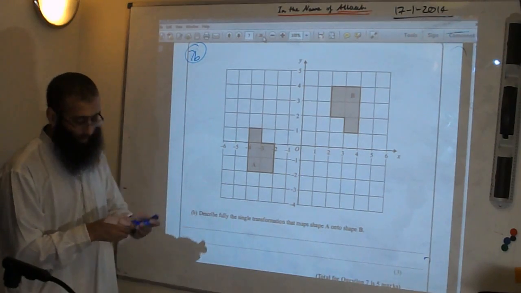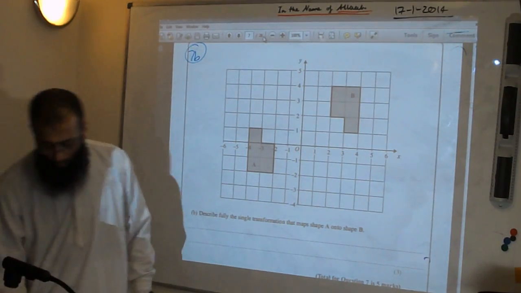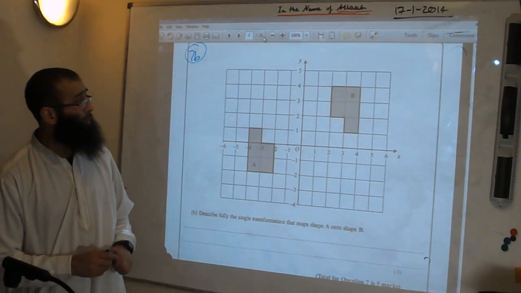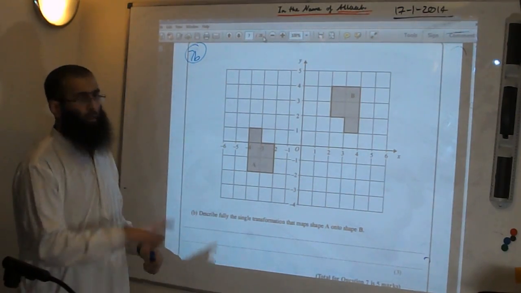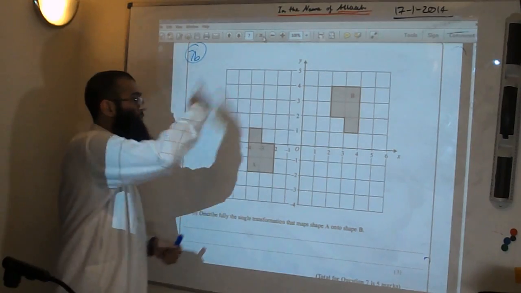So let's have a look at the shape here. Now folks, what does this shape look like? What does it look like is happening to you at the moment? It looks like a flip. No, it's not a flip. A rotation. It looks like a rotation.